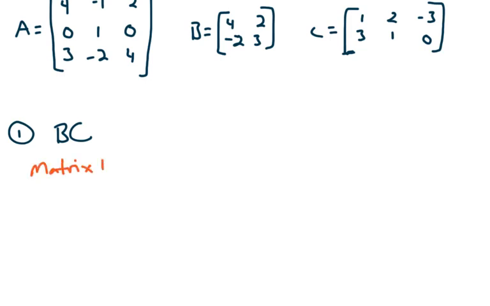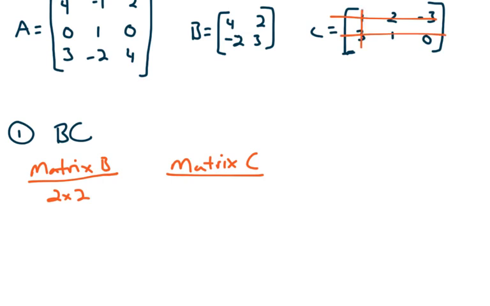So matrix B is a 2 by 2 matrix. Matrix C, we have 2 columns and 3 rows. So this is a 2 by 3 matrix. Let me get rid of all those extra lines up there. So this is 2 by 3.